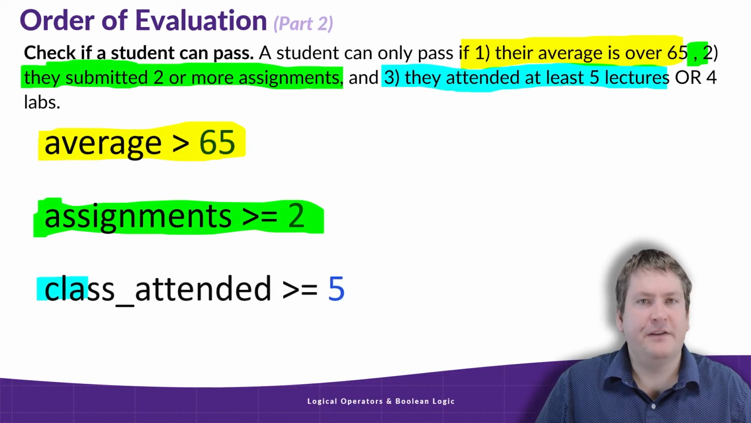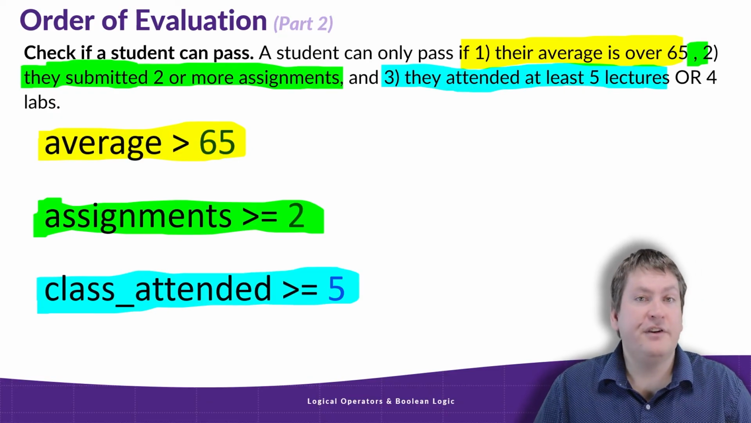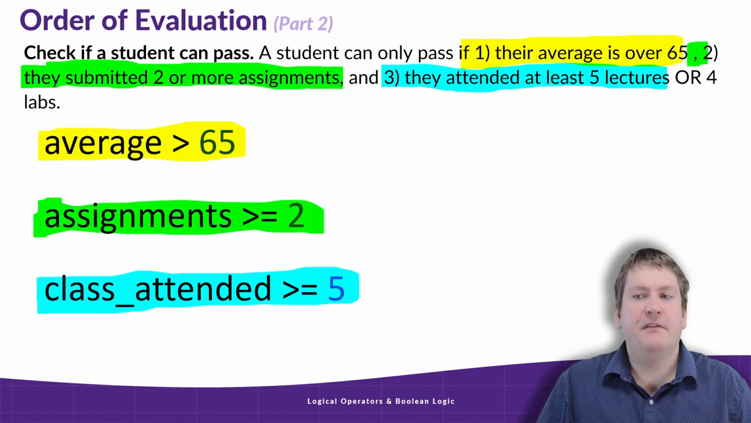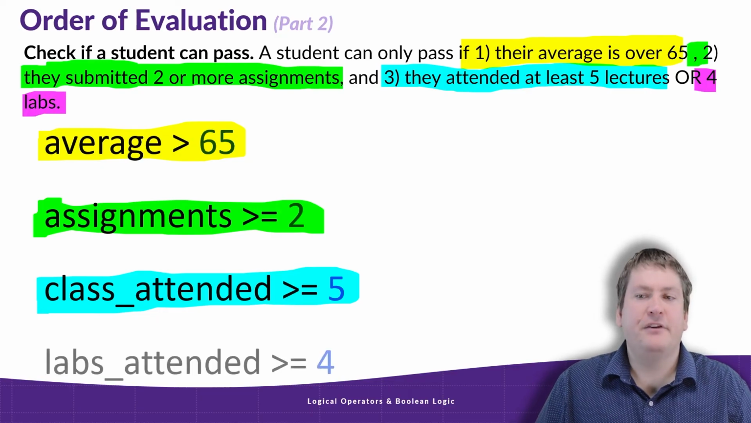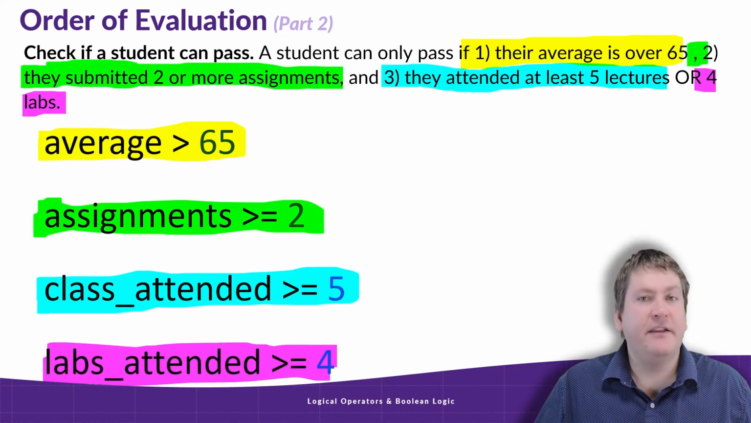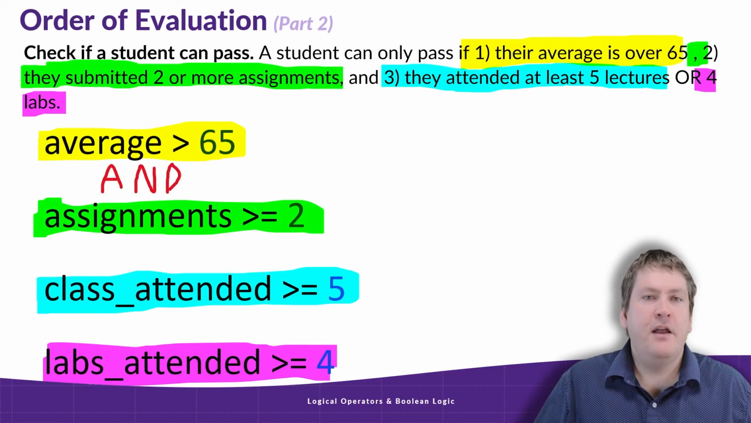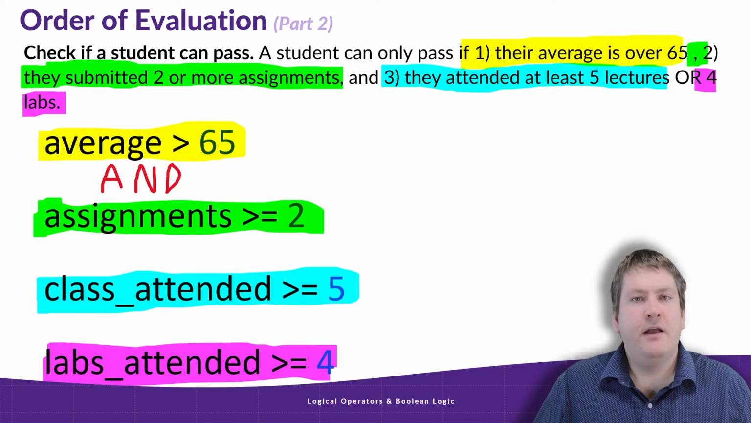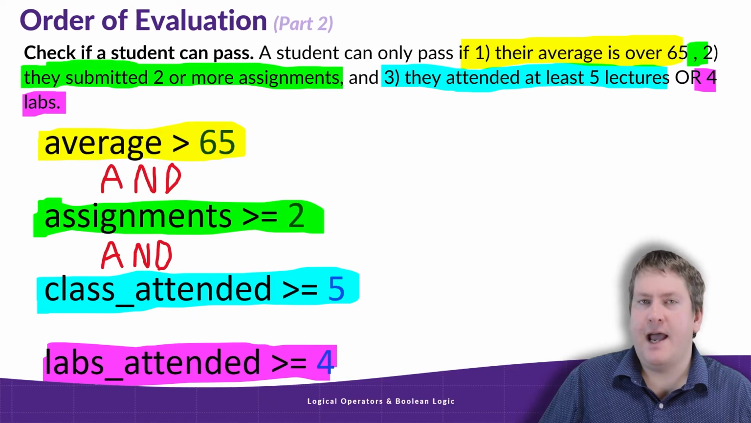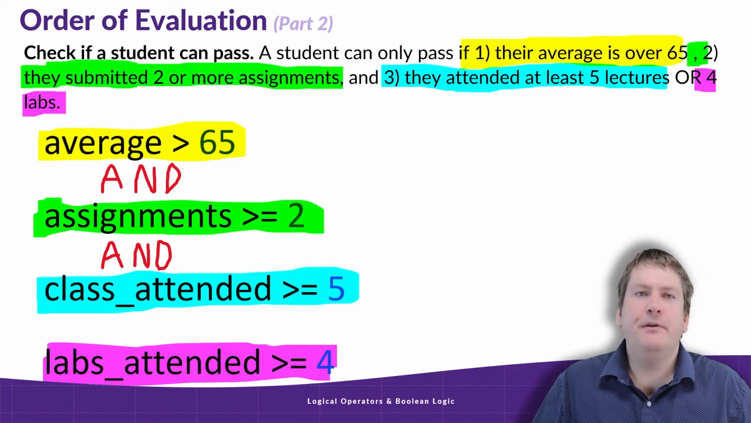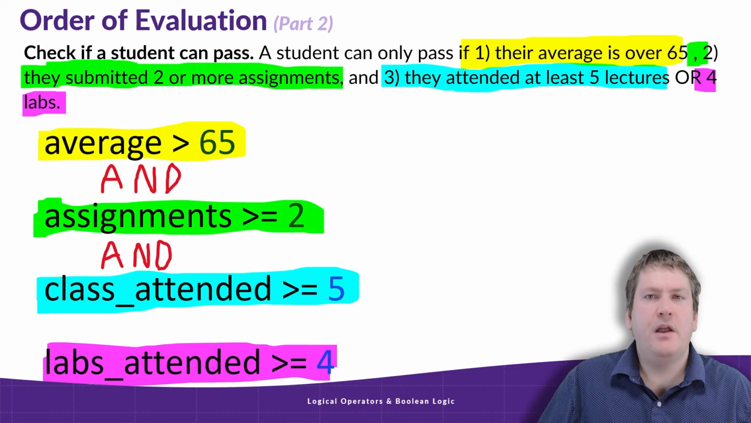The last requirement is where things get a bit trickier, as this is actually 2 different conditions. First, they must have attended 5 or more classes, or alternatively, they must have attended 4 lab sessions. Now, how do we combine these conditions together? We know the first 2 requirements must be true for them to pass, so we can use the AND operator here. The last requirement must also be true. But how do we capture that alternative they have? They can either attend class or attend labs. They don't have to do both. If we use AND, it would mean that both conditions have to be true, but we want either. So we have to use an OR.